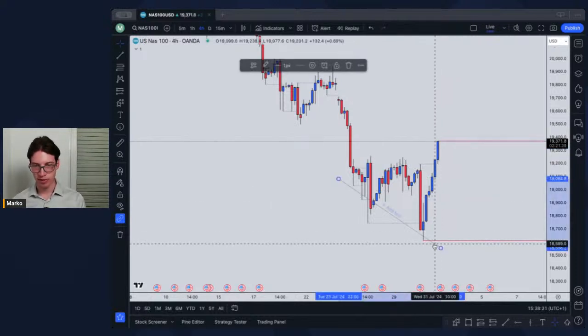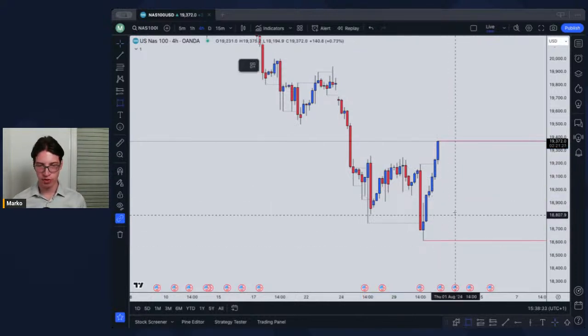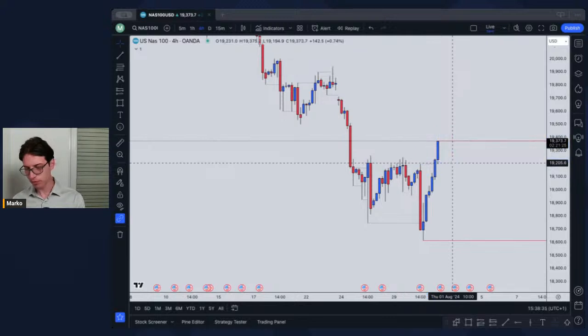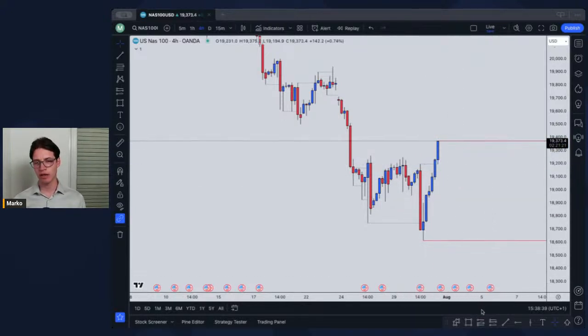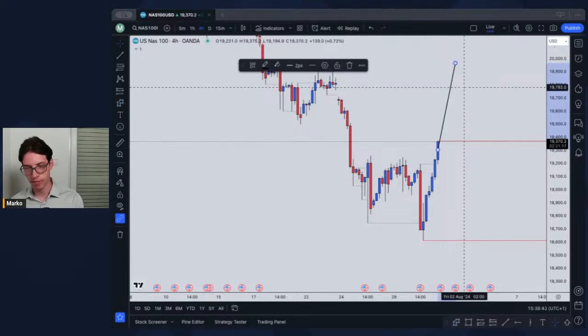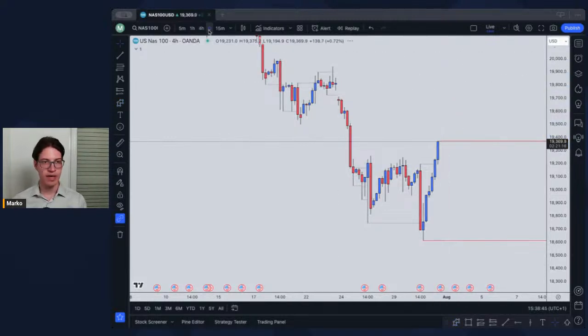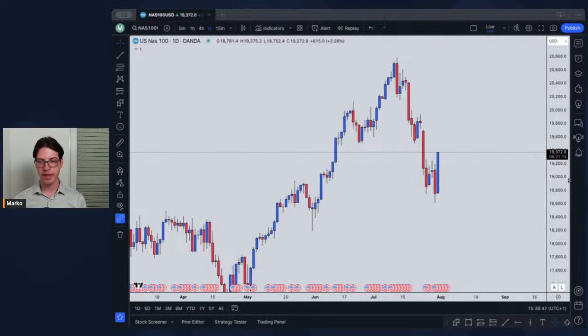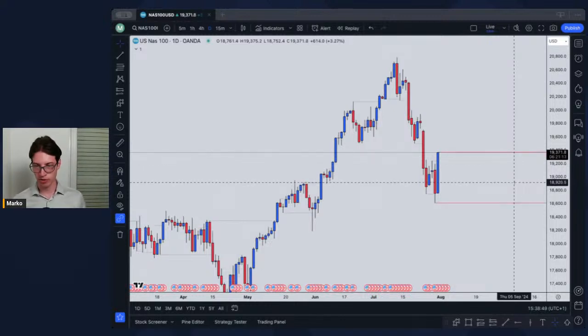With this current candle, it's pretty big. It's showing a lot of buying pressure. So the probabilities are telling me that this will continue up, that this will continue pumping to the upside. Daily looks bullish as well.